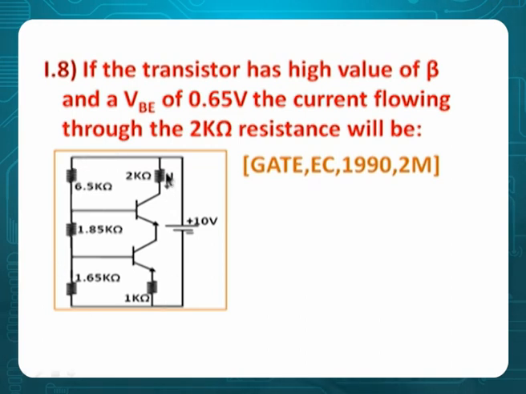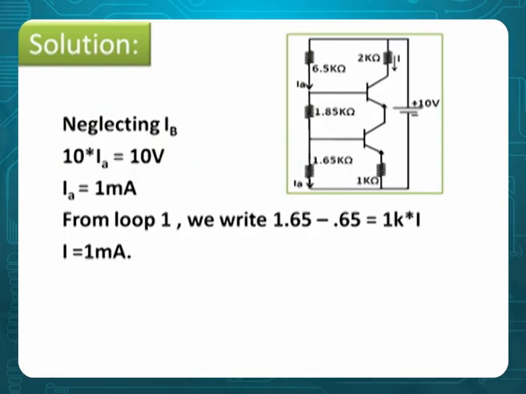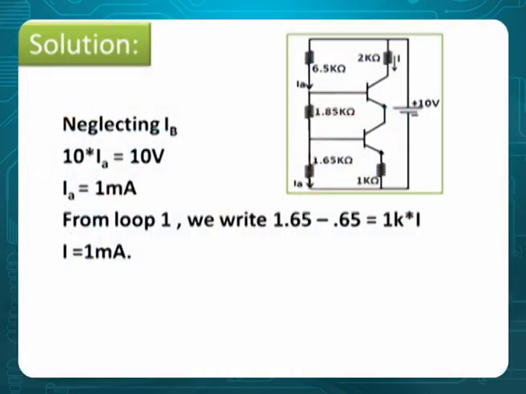If you look at this, when beta is very high, what happens? What is beta? Beta is IC by IB. If beta is very high, IB is almost 0. By nature, IB is small, and you can neglect it. But now he says beta is very, very high, then it is 0. Suppose the base current is 0, then all these things are in series.